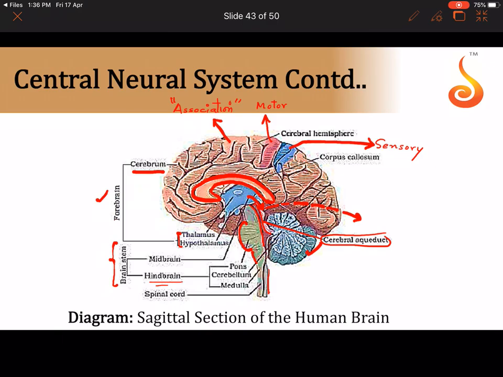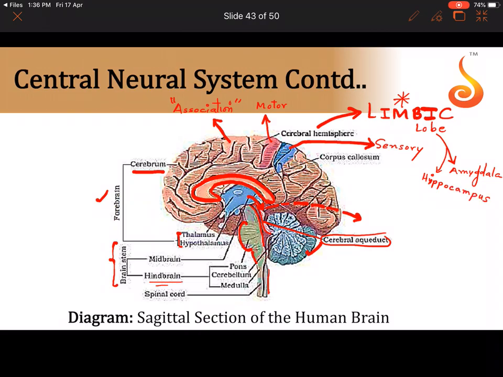And then deep inside the cerebral hemisphere, it is not shown here, but there will be a structure. If you dissect out the cerebral hemisphere, if you take sections, you can see a structure hidden inside the cerebral hemisphere, which is called the limbic lobe or the limbic system. Very, very important. The limbic lobe or the limbic system consists of parts which are referred to as the amygdala, as well as the hippocampus.